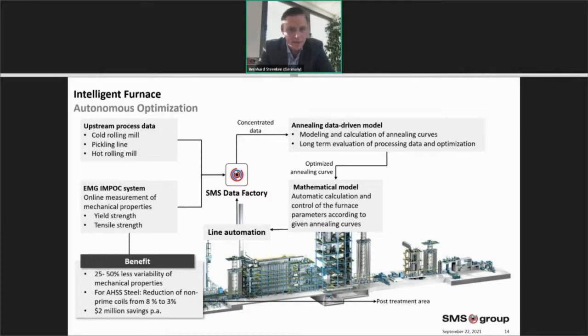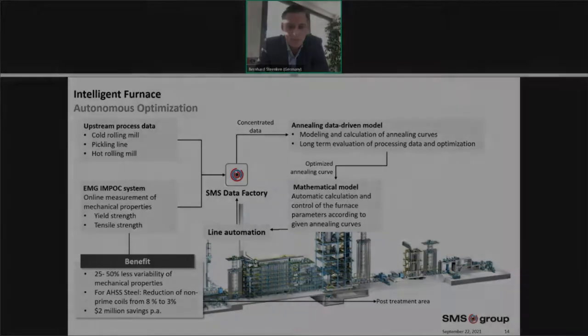And on the lower left side, you can see the benefit. The numbers have been published by one of our partners at a conference, so this is why I can share them as well. Up to 50% less variability of the mechanical properties, slightly depending on the steel grade which is produced. I think that is a tremendous improvement, especially when we talk about advanced high-strength steels. The non-prime coils have been reduced from 8% to 3%.